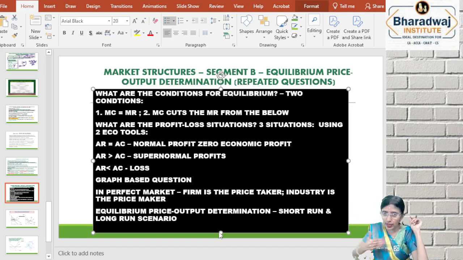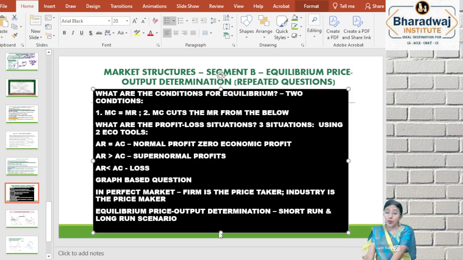If it keeps falling, then there will be no incentive to stop at that and fix your optimum level of output. That will not be the equilibrium level of output. That's what I've been telling you, right? So the MC curve cuts the MR curve from below. Not only did we see these two as conditions, I also told you why these conditions are important, right?